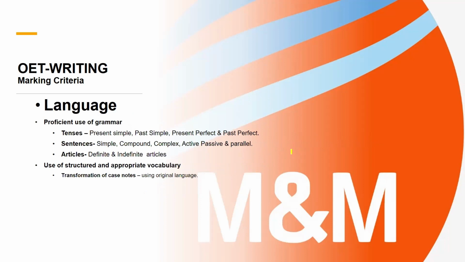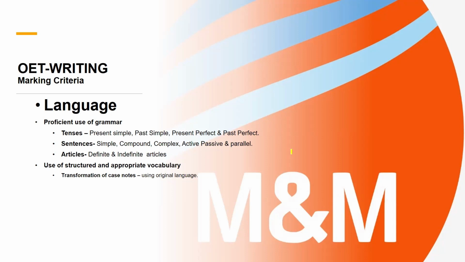In the language component, we have tenses, sentences, articles, parts of speech, and so on. It is important for you to understand that you must use a variety of tenses, because grammar expression is being tested. So we may use present simple, past simple, present perfect, and past perfect, and so on, right? So we should use a variety of tenses.